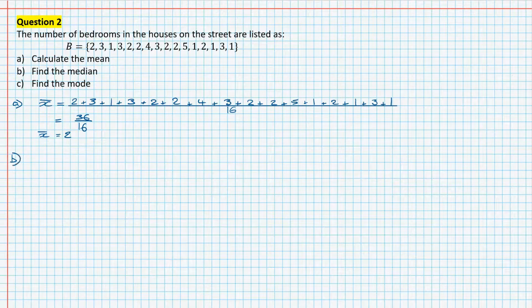Now part B, find the median. So with this, we need our data to be ordered either ascending or descending. So B equals, then I'll put in the data. So we're going to go 1, 2, 3, 4 ones.